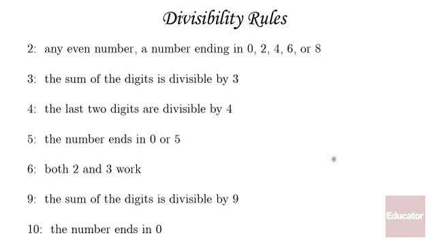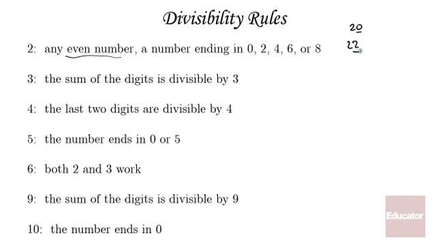Divisibility rules are very good to memorize in order to think about how to break numbers down or to find factors. 2, if you can divide by 2, that would be any even number. Any even number can be divided by 2. And even numbers are numbers that end with a 0, a 2, a 4, a 6, or an 8. So for example, 20 ends in a 0, 22 ends in a 2, and so on. Those are all even numbers.